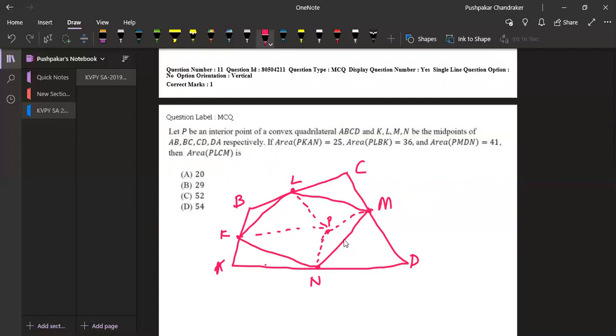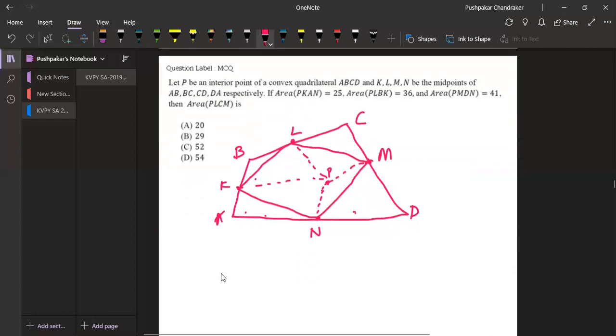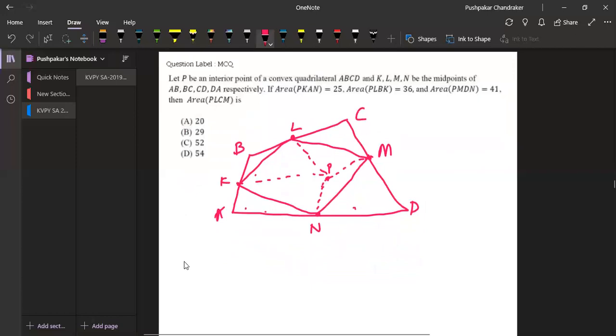Then PKBL. This area also they are given. So these two they are given. Area of PMDN, this also they are given. So they're asking this one. So a simple property of these 4 quadrilaterals. We'll prove it. First I'll write the relation directly.